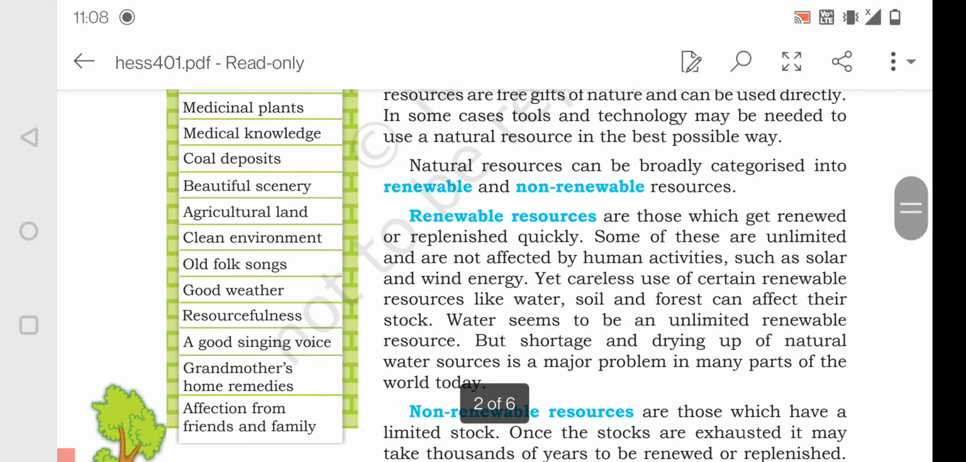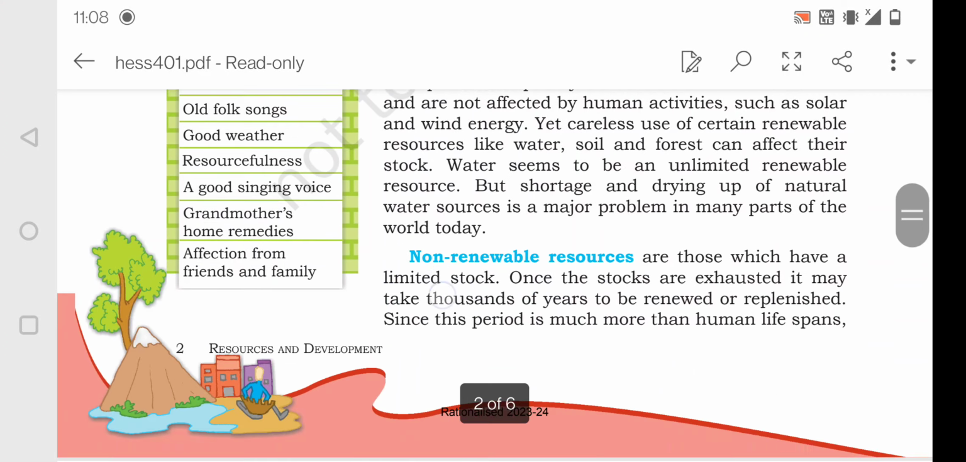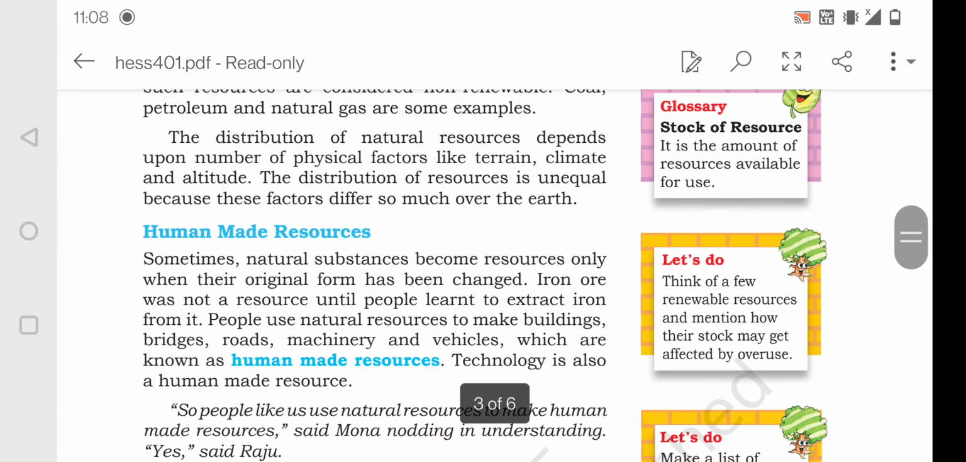Now non-renewable resources are basically those resources which are limited in nature, which will be exhausted after a certain period of time, and its stock. What is stock? Stock means the extra amount which is left to be used, means we have the store of that, so that will be known as stock. So if it is not available or it's just limited in quantity, then it will be known as non-renewable resource.